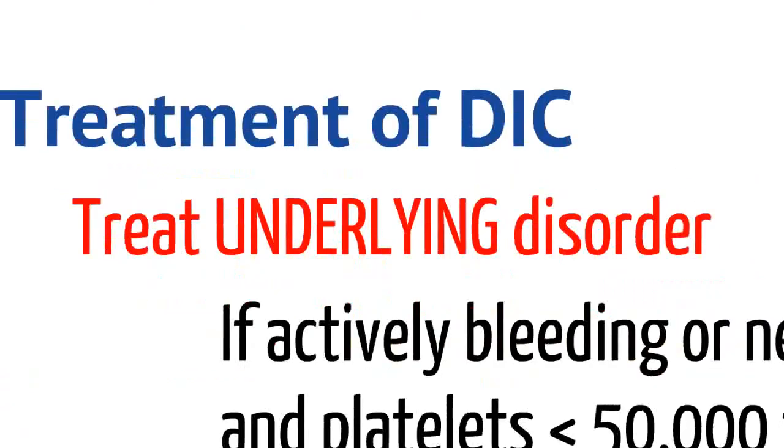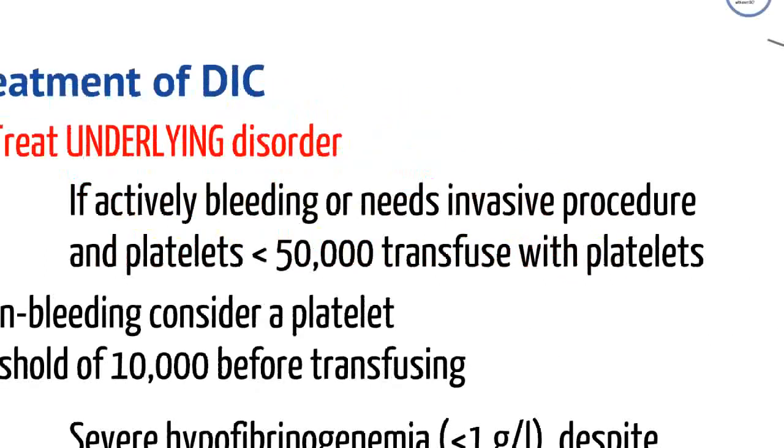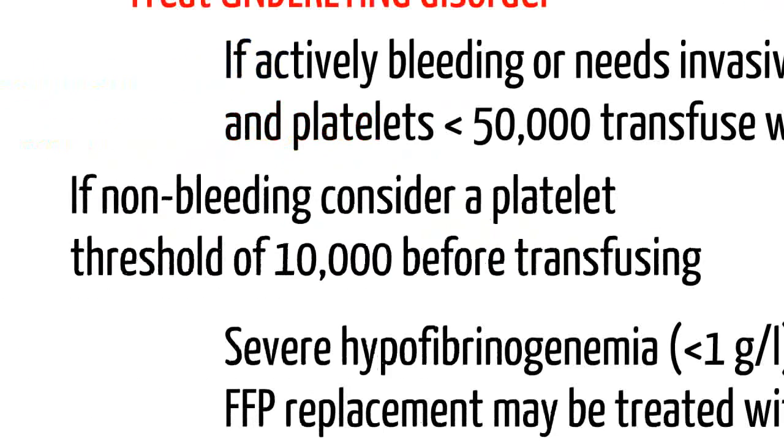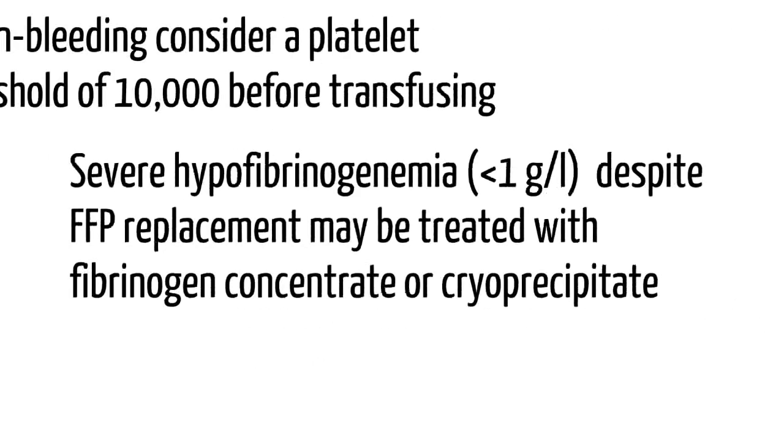So for treatment, you always want to treat the underlying disorder for DIC because DIC is a secondary diagnosis. But if the patient is actively bleeding or needs an invasive procedure and the platelets are less than 50,000, I would go ahead and transfuse them with platelets. Now, non-bleeding patients, our general goal is greater than 10,000 platelets, just because less than 10,000, your risk of spontaneous bleeding is so high.